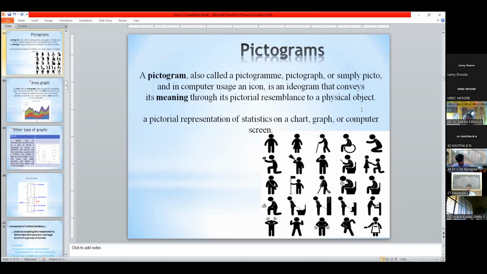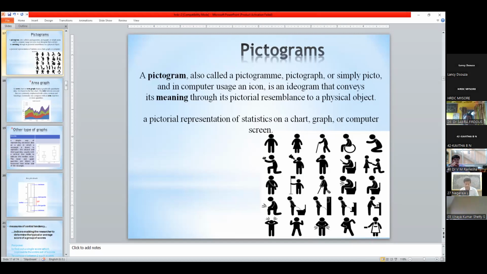Then come pictograms. That is also a representation of graphics in research, but as such we don't use pictograms much in research. Pictograms are typically used in the representation of data. By looking at each picture only, you can get a meaning out of it. One need not explain, one can just look at the picture. It's a kind of icon or ideogram, because it has a pictorial resemblance to a physical object.